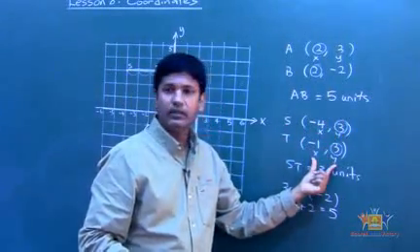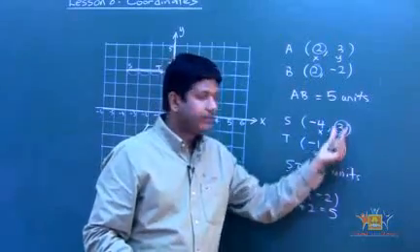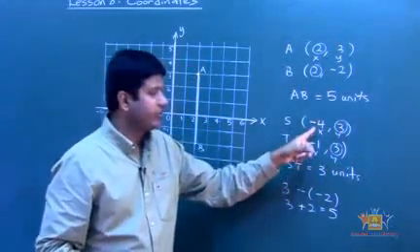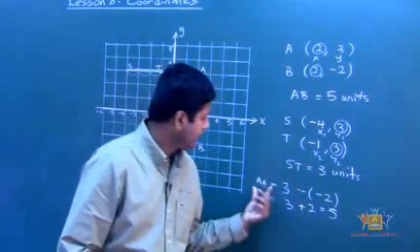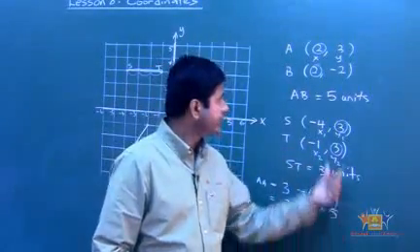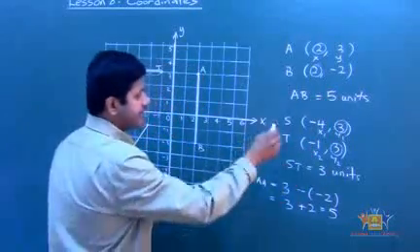Same thing with this one. The y's are identical, so we will take the difference between this x and that x. Okay? So we found AB is 5. See that? 5. Now let's find ST.